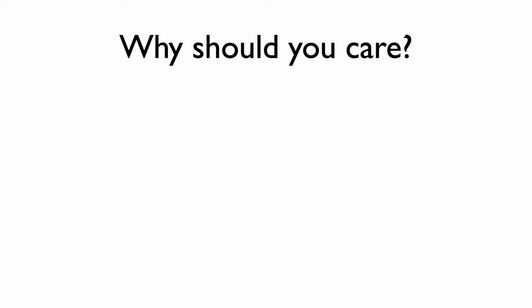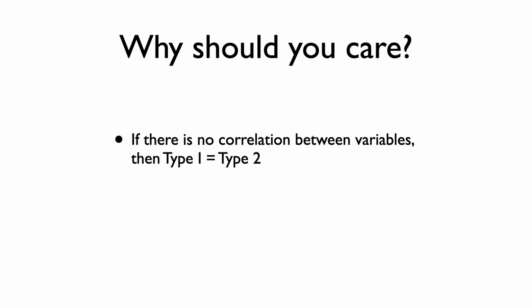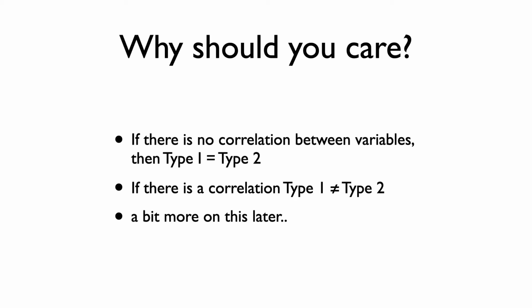I guess you could ask me, why should I care? My answer is because this is a required course. But also, if there's no correlation between any of the variables, if there's no overlap, the type 1s are equal to the type 2s. Beautiful. If there is a correlation, if there is overlap, type 1s are not equal to type 2s. So that's right away one way you can look and check whether type 1s and type 2s are the same or not. We'll get a bit more on that later on.